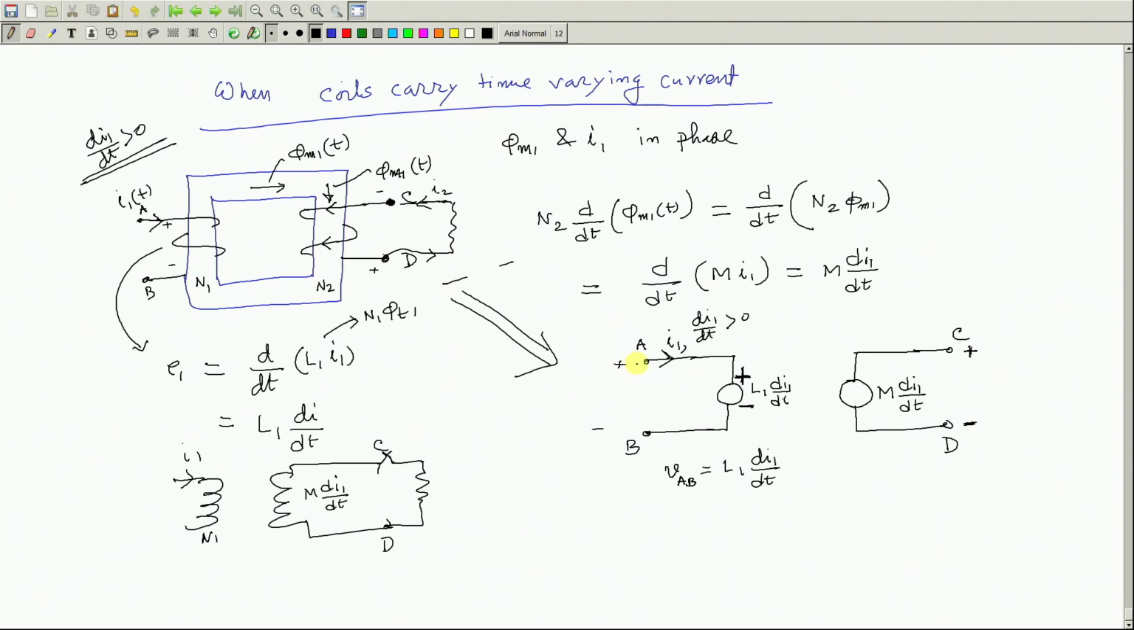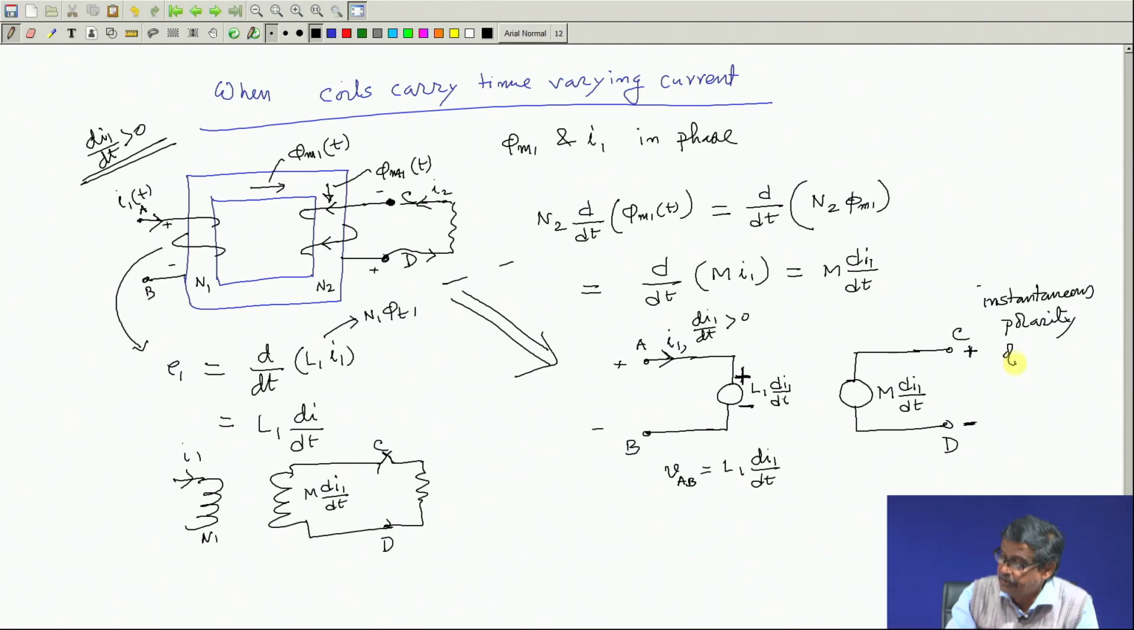Clear? So, A and C terminals will have the same polarities. After some time this will become plus, this will become minus, because you are applying a time varying voltage. At that time D will become plus, C will become minus. So, this is the instantaneous polarity of the induced voltage.